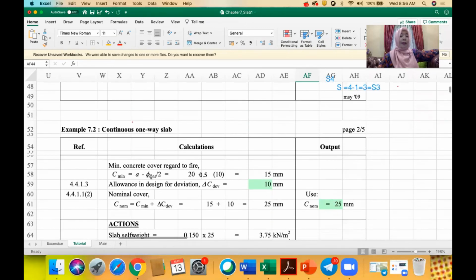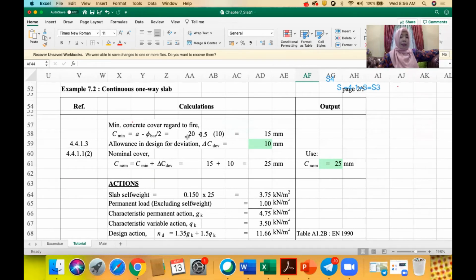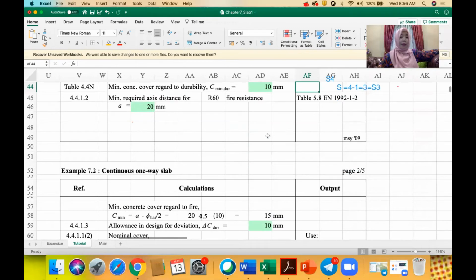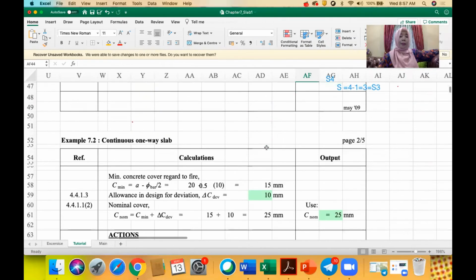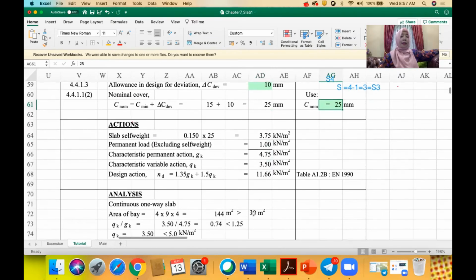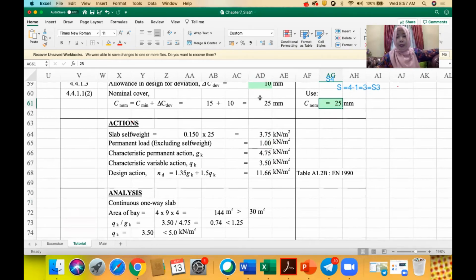Therefore, you can calculate C min: 20 minus half of the bar diameter, so you got 15. So we now have cover due to fire is 15, due to bond 10, due to durability 10. Between these three, we take the highest value, then add the deviation 10. Therefore, you got 25 here. Yes, we have obtained the cover.